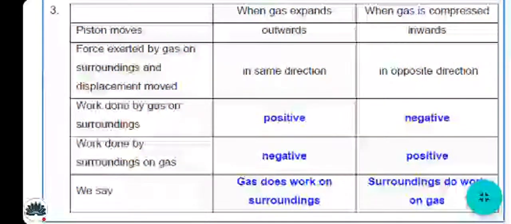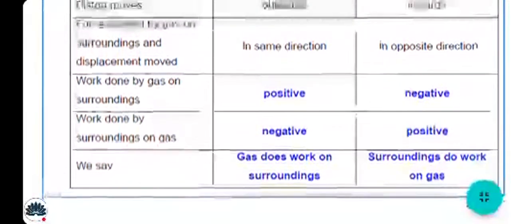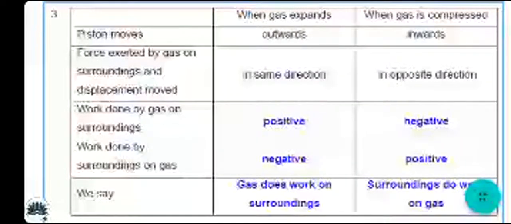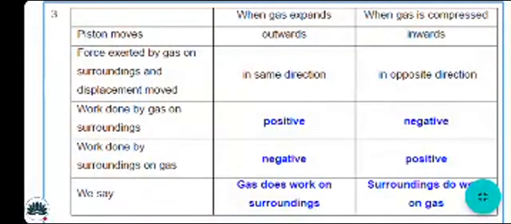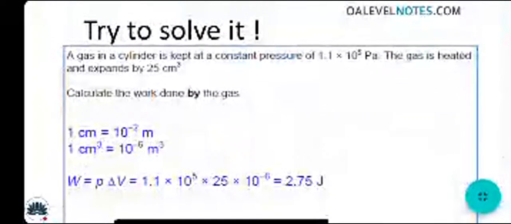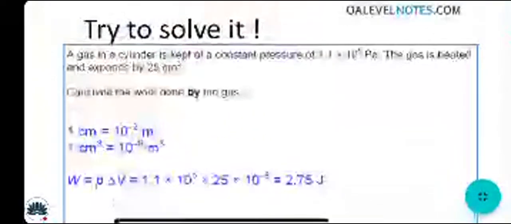At last we say a gas does work on the surroundings when the gas expands, and the surroundings do work on the gas when the gas is compressed. That's understandable and very easy. We are basically doing work on the gas to compress it. So the surroundings do work on the gas when we compress it, and when it expands by itself, it means that it is doing work. All right, so try to solve it. There is a question for you candidates.